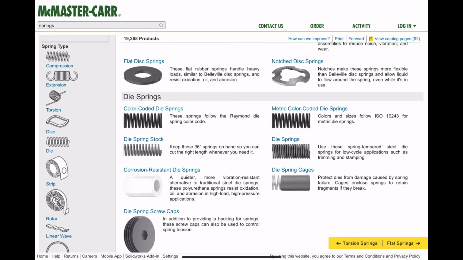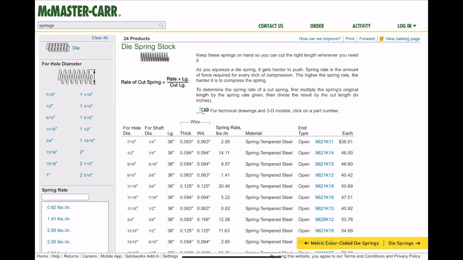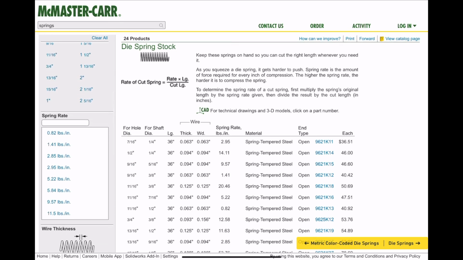So we look at what kind of die spring stock we have available to us. And if we scroll here, we can see what spring rates they have available. These are in pounds per inch because, of course, McMaster-Carr is in the United States. So 640 newtons per meter is about 3.6 pounds per inch. And we can see that we have a kind of a gap there. So I guess the closest we could do would be this 2.95 pounds per inch.